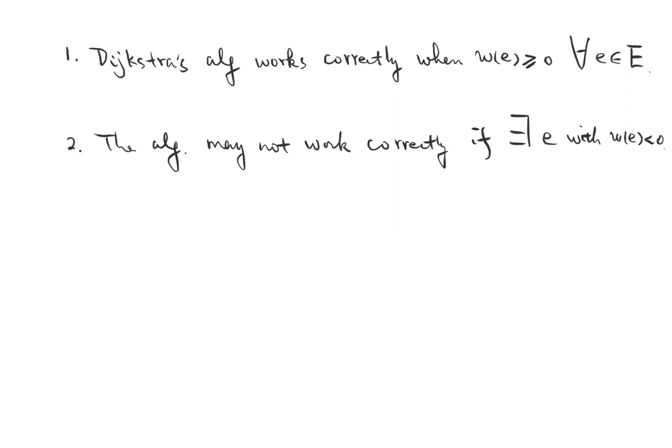When there are negative edges, it may not work correctly. It still may work. It depends on the structure of negative edges. All right. So it's very important to remember that Dijkstra's algorithm only works correctly when all edge weights are non-negative. That's very, very important. It does not always work.